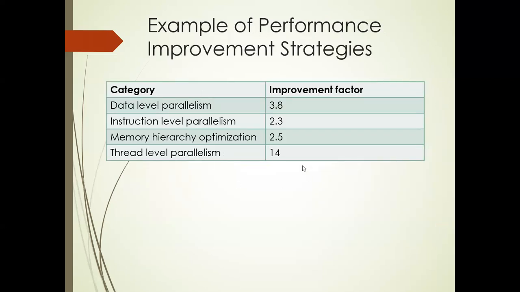Now, this is a typical example from benchmarking. How will different categories affect the performance? If you use data level parallelism, you can improve the performance by 3.8. If you work with instruction level parallelism, you can improve the performance by 2.3. Memory hierarchical optimization, which I will emphasize later on, has an impact of 2.5 times. However, thread level parallelism will have an impact of 14 times.